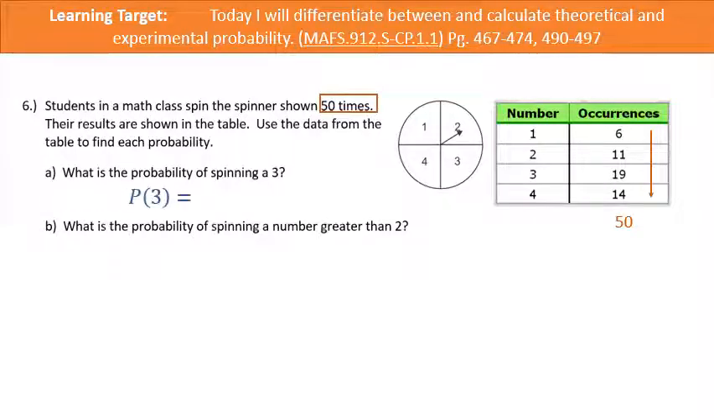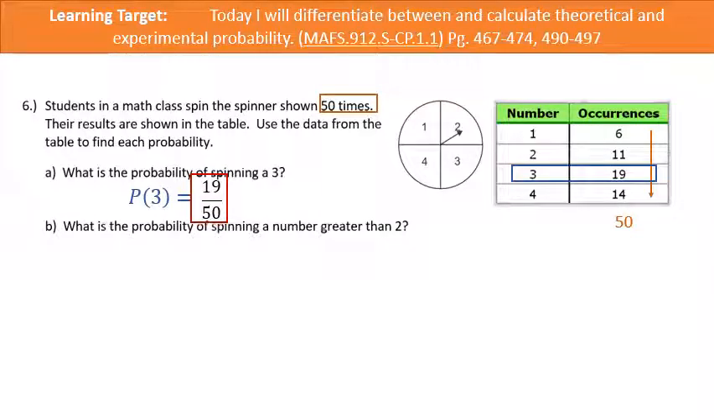All right, so I want the probability that I get a 3. How many times did a 3 occur? 19 times. That's 19 over 50, and that's my answer. Done and done. All you do is look it up from the table and put it over the total. Just remember, if you can simplify that fraction, you need to simplify it.